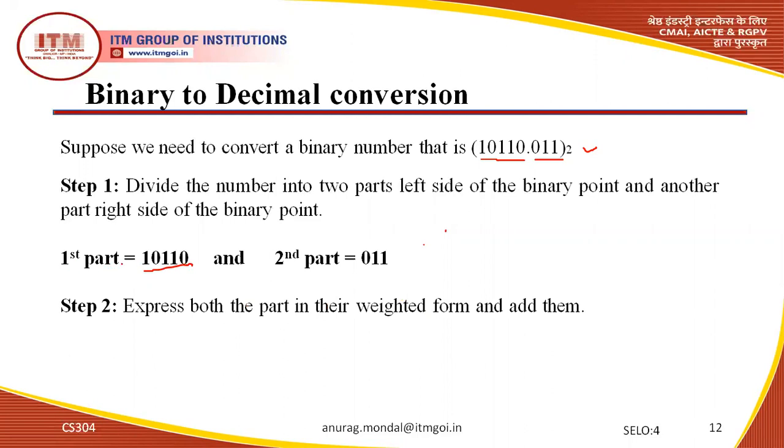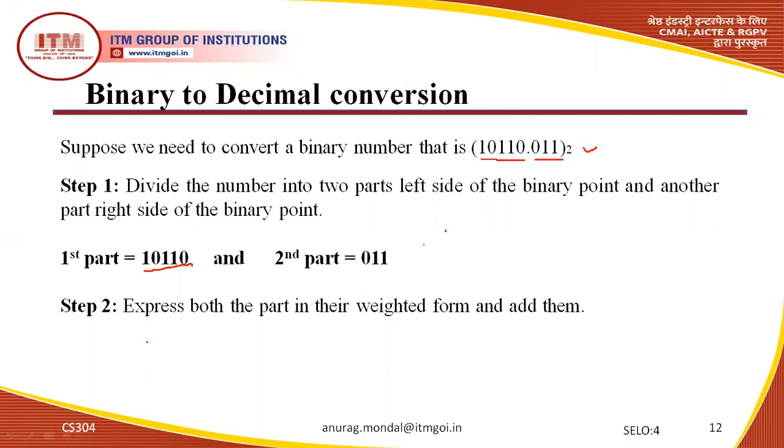Now in step 2, we need to write down this first part and the second part in terms of weighted form and add them together. We have the decimal equivalence. Remember, in the last session, I have shown you how to write down any number system into its weighted form. Now we need to write down this particular first part and the second part into its weighted form, and after addition we get the decimal number system.